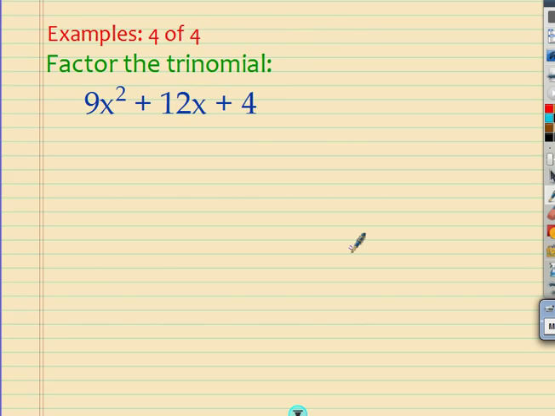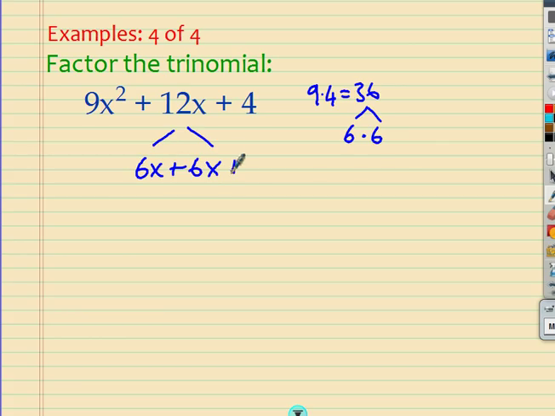Here's my last example. We are going to multiply first term and last term. 9 times 4 is 36. We're going to factor 36 into two parts that add up to 12. That's positive 6 and positive 6. So that's how I'm going to split the middle into a 6x and another 6x. My first term and last term are staying as is.